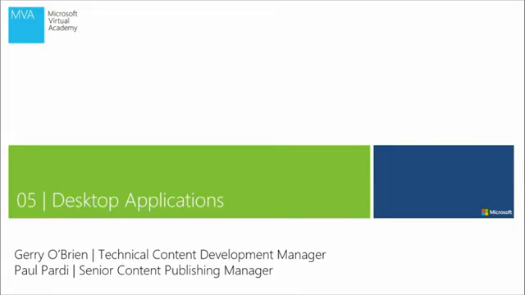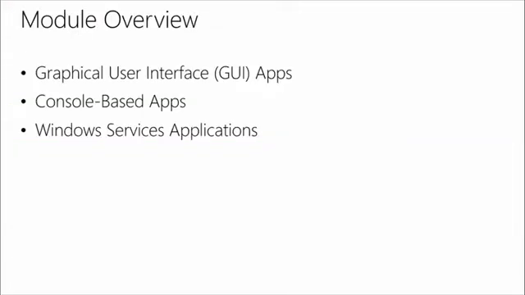So this module is designed to give you an overview of what you might expect to encounter when developing applications that will run on standard desktops, laptops, servers, anything that is non-smartphone, mobile platform, or web-based applications. We're going to take a look at 3 different types of desktop applications in this module. We'll give an overview of them, talk a little bit about what they consist of, and show a demonstration of what some of them look like. We're going to cover graphical user interface applications, demonstrate console-based apps, and then have a little discussion on Windows Services applications as well.